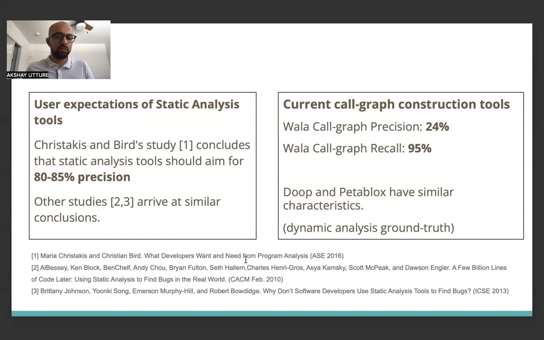So why does Soot have these precision and recall characteristics? The reason is that it was originally designed as a verification tool. So the idea was to have 100% or near 100% recall, and given this constraint, to have as high precision as possible. But there seems to be a gap between the precision that Soot provides and the precision that users seem to expect. So what can we do about this?